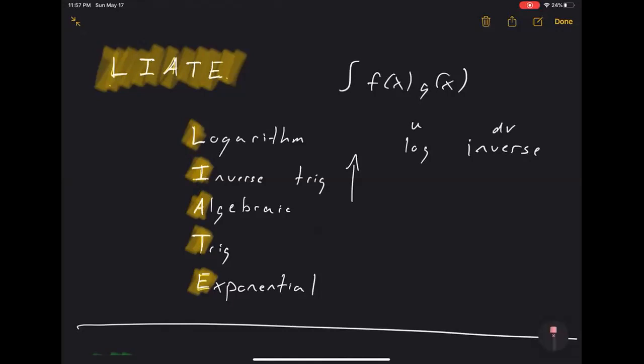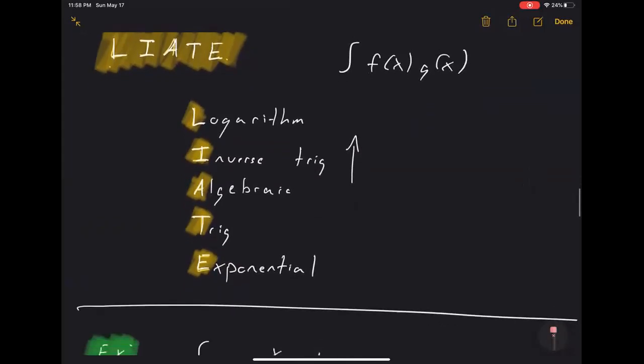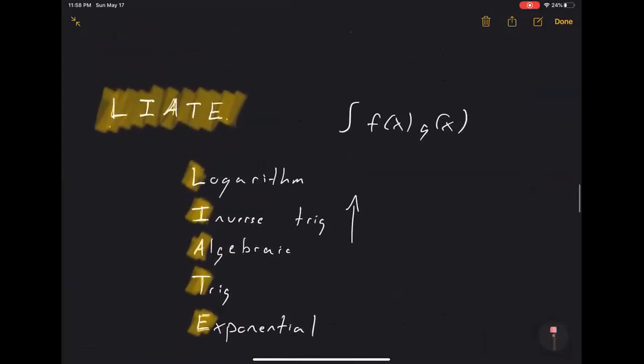If I had an algebraic function, being something like a polynomial, and an exponential function, exponential being something like e to the x, well, the algebraic should be my u, and then the exponential should be my dv. So that's how this guideline works. It's a good guideline. Experiment with it and see what works for you.